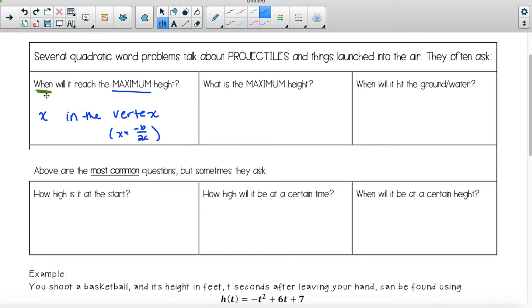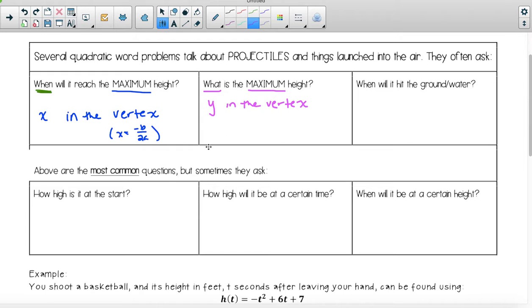So when, this time, that is generally the x value. When will it reach the maximum height? So maximum tells you the vertex, but we only want the x value. When the question asks what is the maximum height, so what means the y. Maximum is the vertex, so it's the y value in the vertex.